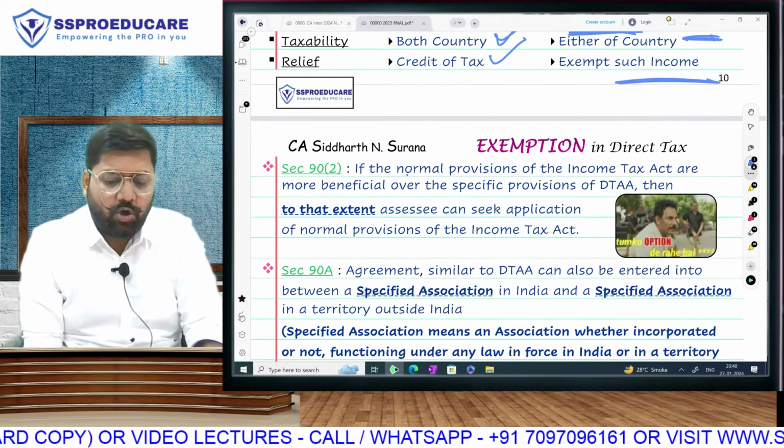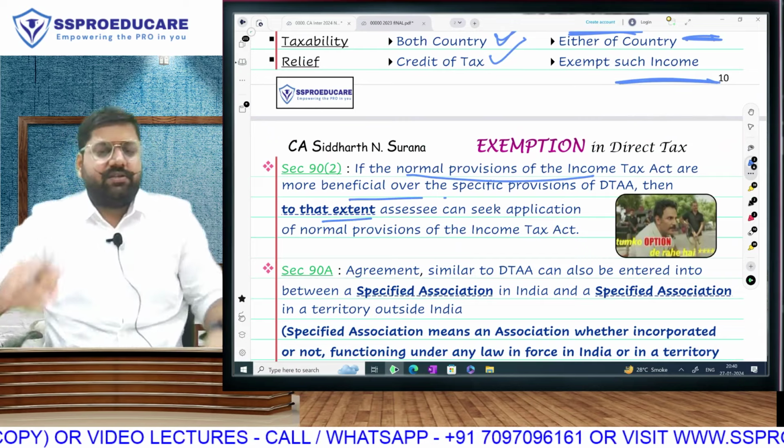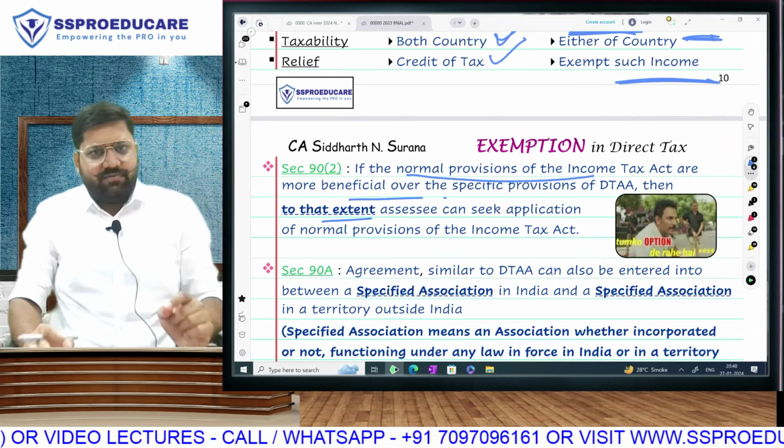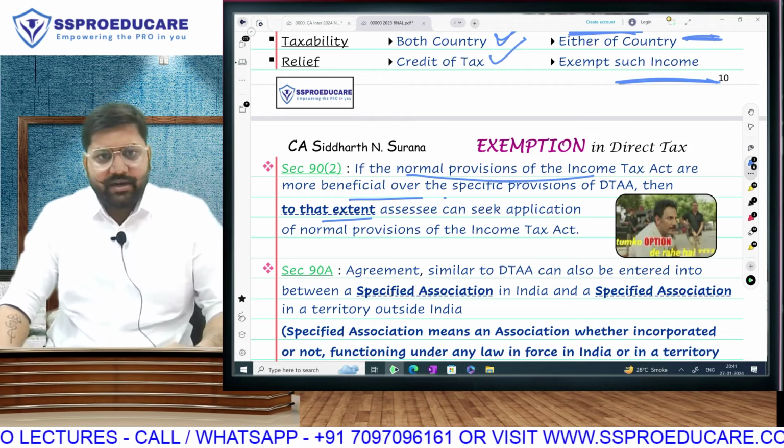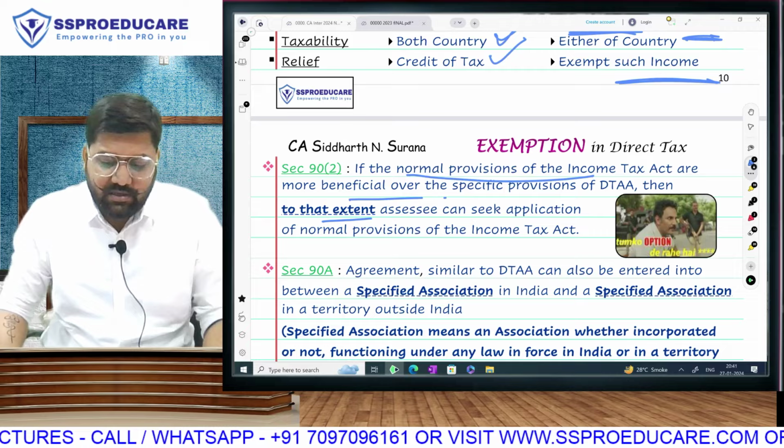Very important, if the normal provisions of income tax law are more beneficial, then you can take the normal. In other words, DTAA is optional. Any assessee will pay tax as per the DTAA rates or as per the income tax rates, whichever is beneficial.